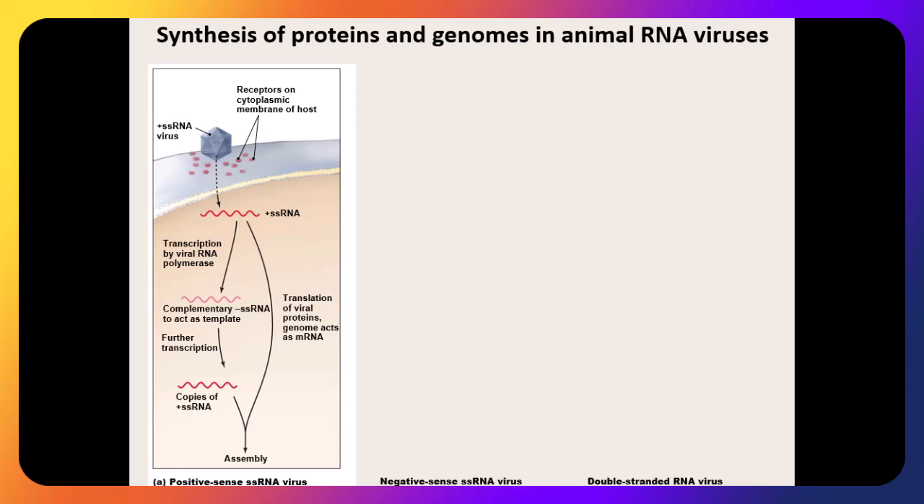Well, to make more of the positive strand, it still has to bring in the correct As, Us, Cs, and Gs. How it does that, it first has to make a template. What can I read to then know which letters to bring in? So the first thing it will do, it will make the opposite strand. And the opposite of positive is negative. So it's first going to make the negative strand.